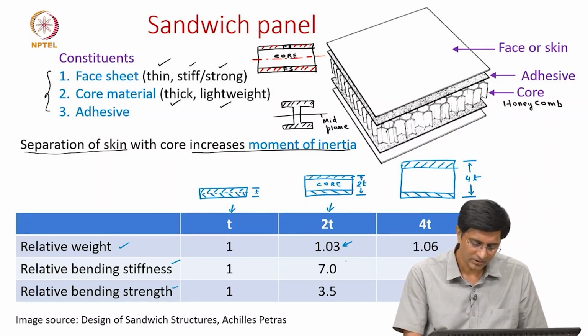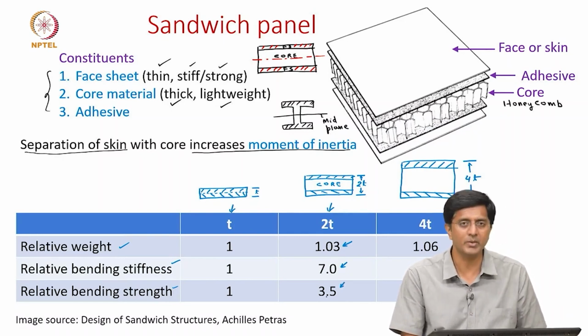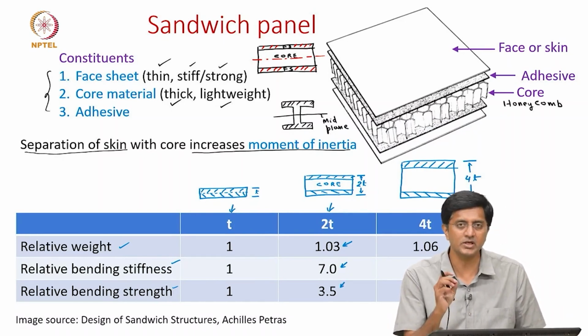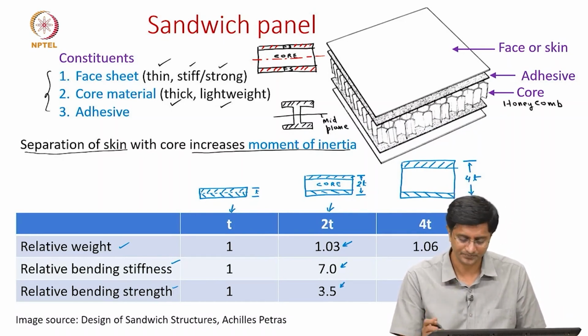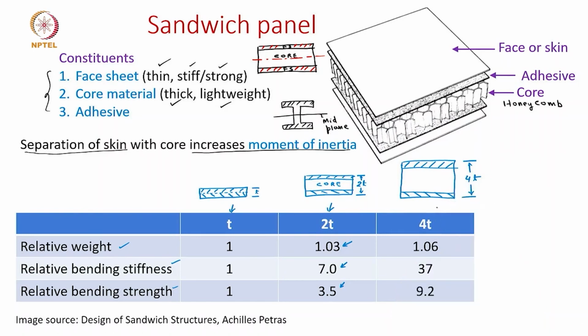We see there is a 7 times increase in the bending stiffness and a 3.5 times increase in the bending strength, just with a 3% increase. And now in the last case, where we are looking at 4 times the thickness, the mass increased by 6%. Where is this 6% mass coming from? Because this is the extra mass we placed by placing the core.